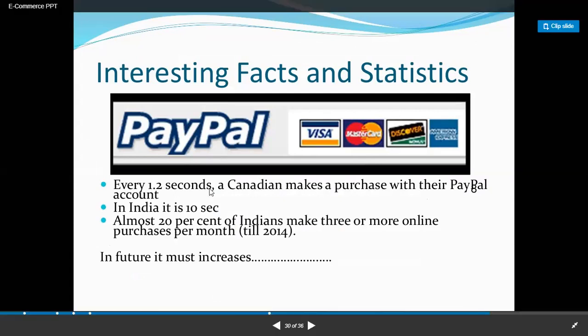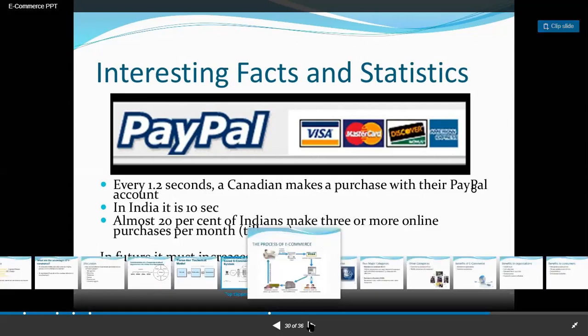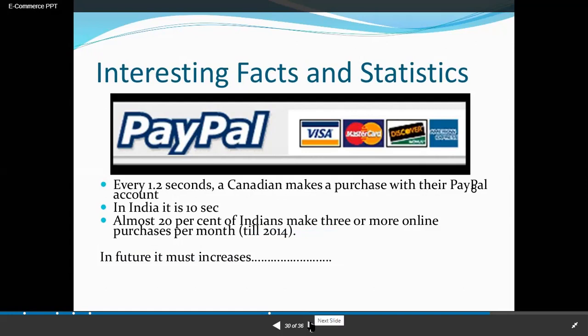Some interesting facts: every 1.2 seconds a Canadian makes a purchase with their PayPal account. In India, it is every 10 seconds. Almost 20% of Indians made three or more online purchases per month till 2014. These are some facts. We'll be going through some current facts.